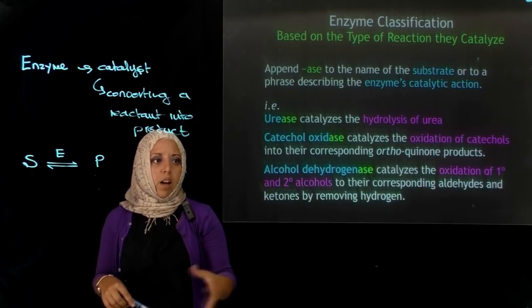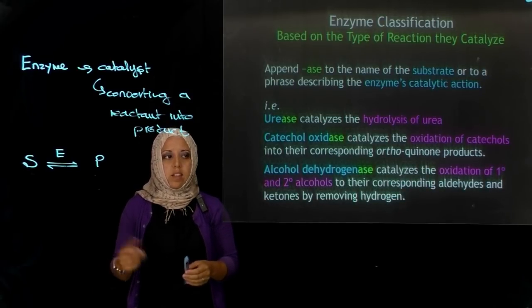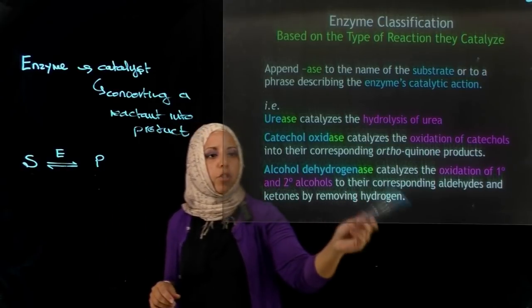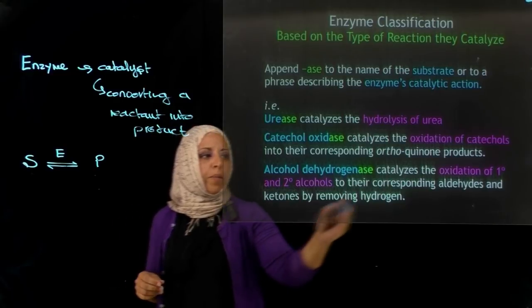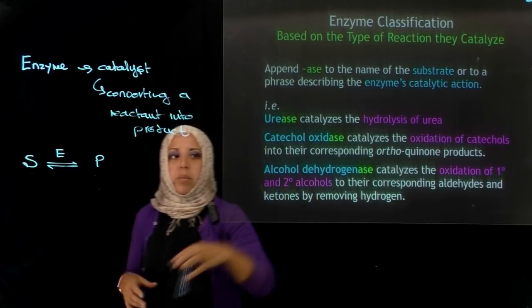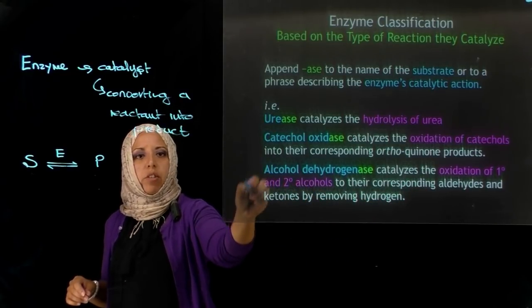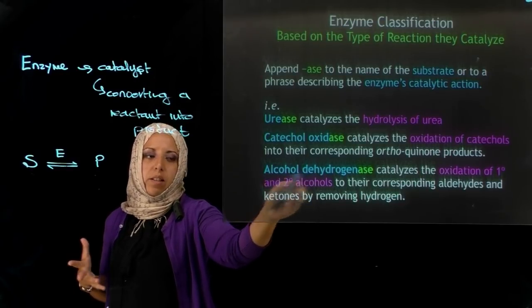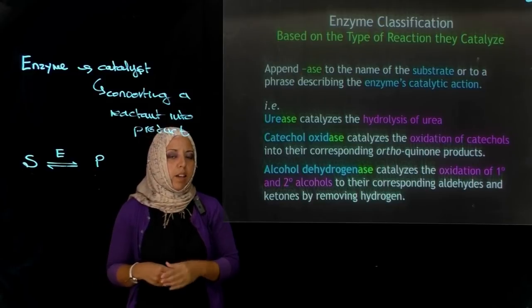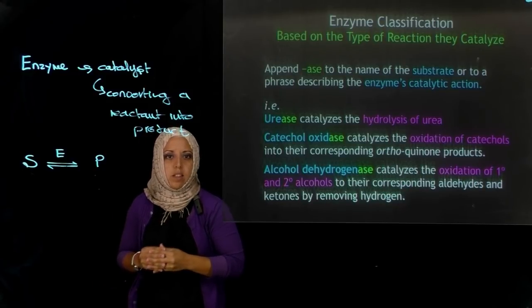Alcohol dehydrogenase is an enzyme that catalyzes the oxidation of primary and secondary alcohols to their corresponding aldehydes or ketones by removing a hydrogen. It was a reaction that you covered in Organic Chemistry 1, but we weren't using an enzyme, we were using a reagent in that case. Do you remember what reagent it was?